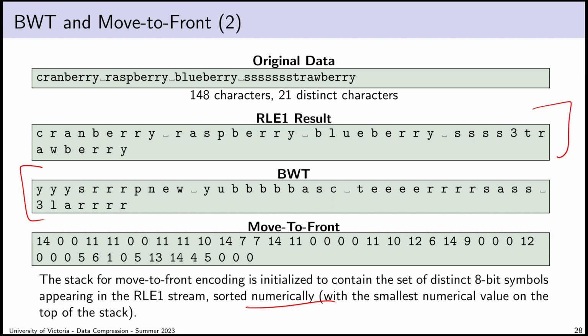Now, it could be every possible symbol for all we know, but if it is a limited set, that is encoded directly into the stack. So we only have the symbols that actually appear showing up in the stack when I do Move-to-Front encoding. I'm allowed to get away with that because we're doing block-based encoding. So I can look at the entire block in advance and figure out which symbols appear.